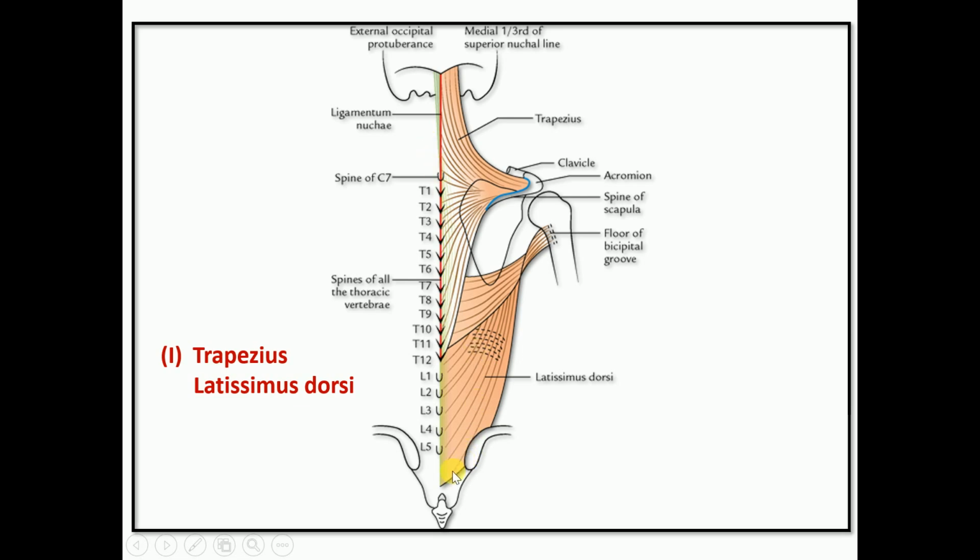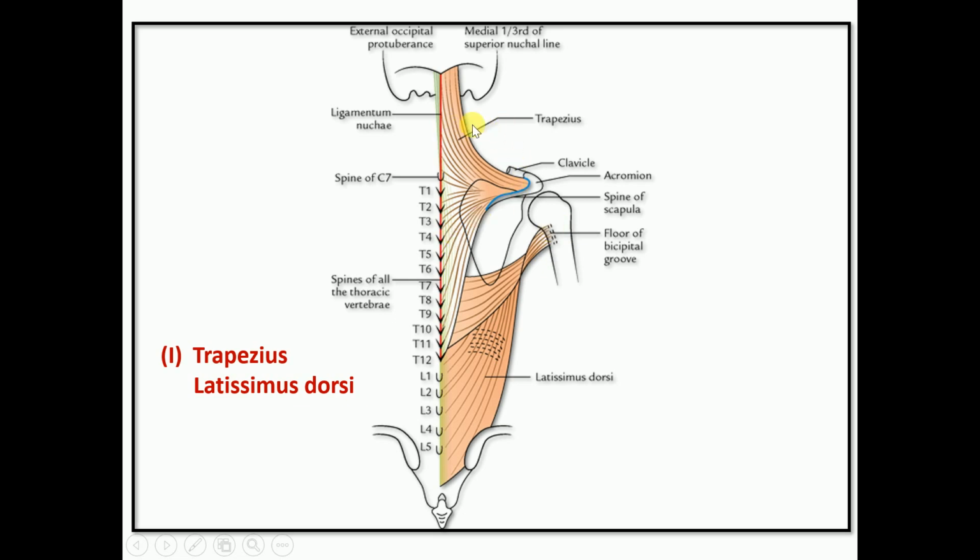And the lower half of the back, superficially, is covered by the latissimus dorsi. Latissimus dorsi arises from the iliac crest and spines of the lumbar and thoracic vertebrae, and its fibers pass upward and laterally and finally are inserted into the floor of the bicipital groove. So the superficial layer of the muscles of the back are the trapezius and latissimus dorsi.